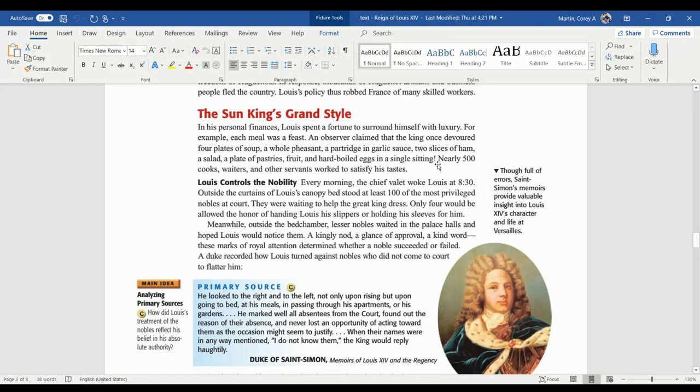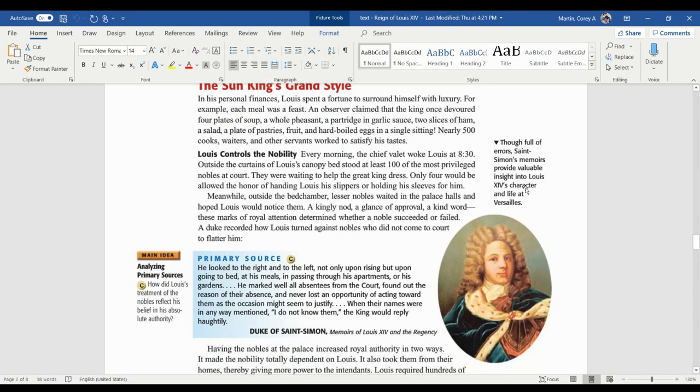The Sun King's grand style. In his personal finances, Louis spent a fortune to surround himself with luxury. For example, each meal was a feast. An observer claimed that the king once devoured 4 plates of soup, a whole pheasant, a partridge in garlic sauce, 2 slices of ham, a salad, a plate of pastries, fruit, and hard-boiled eggs in a single sitting. Nearly 500 cooks, waiters, and other servants worked to satisfy these tastes.